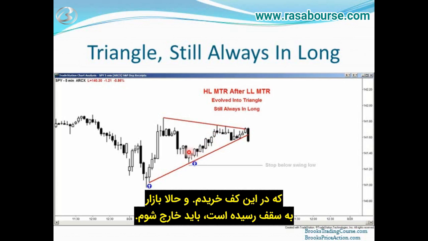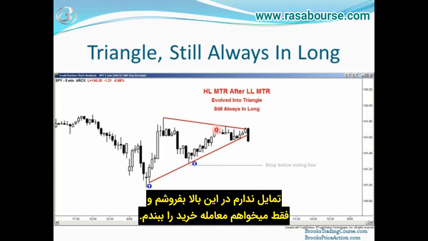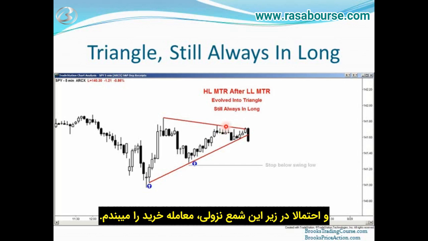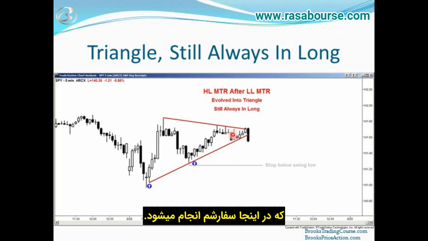I bought low, and now the market's high, so I'm thinking about selling. I'm not willing to sell to go short, but I am willing to sell to get out of longs. We have a micro double top, a small flag that failed, and to me I would get out of longs probably below that bear bar, and I would have been filled over here.